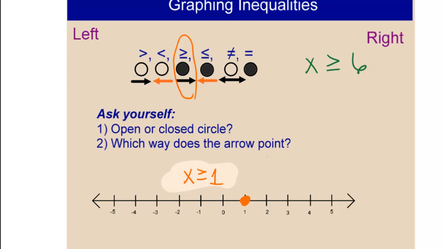And what we're saying is that 1, which is equal to 1, will make this a true statement, right? So if I put 1 in the place of x, doesn't that give you a true statement? 1 is greater than or equal to 1. It is equal to, so it's a true statement. Now, any number bigger than 1 will also make this a true statement. So I'm going to draw an arrow going in the positive direction to show that all numbers bigger than 1 and 1 itself will make this a true statement.